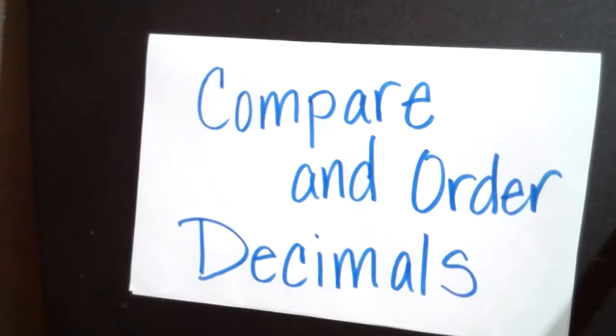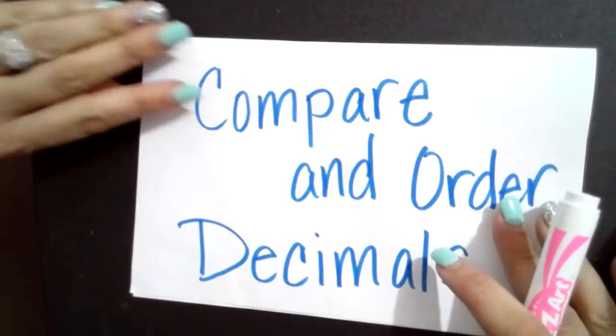Okay, compare and order decimals. All right, so we are going to open up that, and we are going to make what's called an anchor chart, a small anchor chart at the top here, kind of just all of our information up top, and then we have some problems to work.